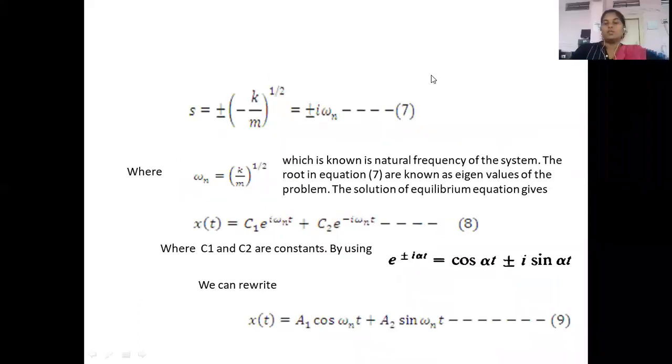The solution of this equation is s is equal to... Now this is a quadratic equation, ms square plus k is equal to 0. It is one of the quadratic equations. So you have to solve the quadratic equation here, and based on it you have to calculate the two values of s. It is one quadratic equation in terms of s.